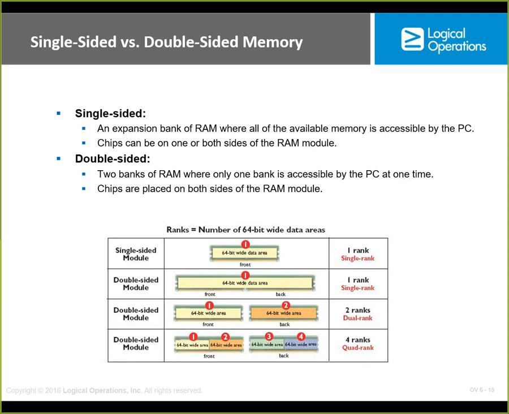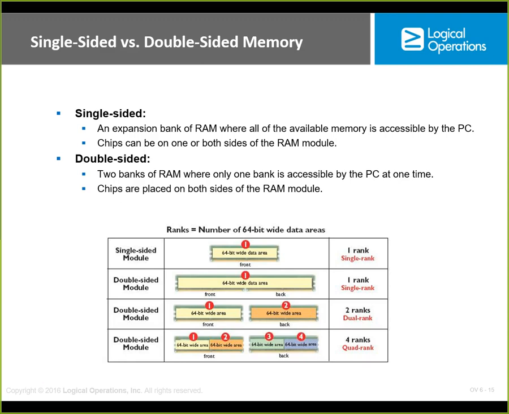Chips are on both sides of the RAM module. At one time some of it was double-sided, some of it was single-sided, and it depends on how the memory is manufactured. Sometimes a double-sided will work in a single-sided, but it's unlikely that a single-sided will work with a double-sided, or if it does, it's going to regress everything to the lowest common denominator.